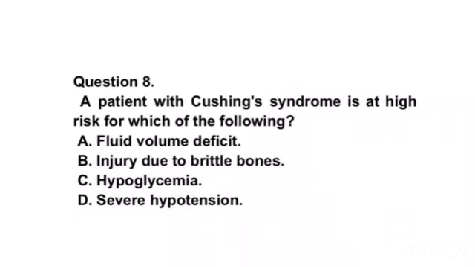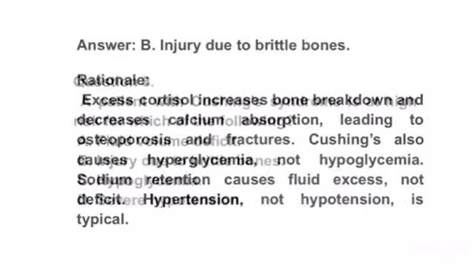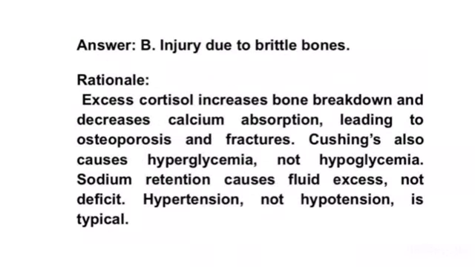Question 8. A patient with Cushing syndrome is at high risk for which of the following? A. Fluid volume deficit. B. Injury due to brittle bones. C. Hypoglycemia. Or D. Severe hypotension. Answer B. Injury due to brittle bones.